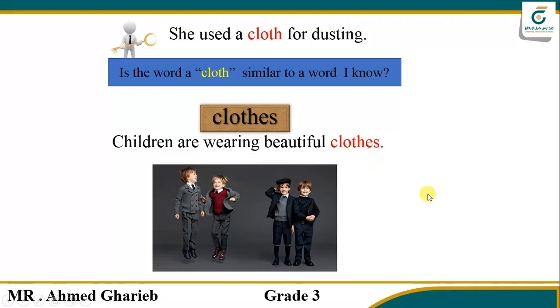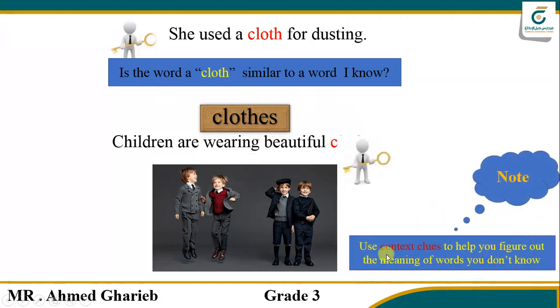Alright, what's the second key? This is the first key. The second key is to use context clues to help you figure out the meaning of a word you don't know. So I used a word I already know, clothes, to find out the meaning of a word that I don't know. What is the second step?